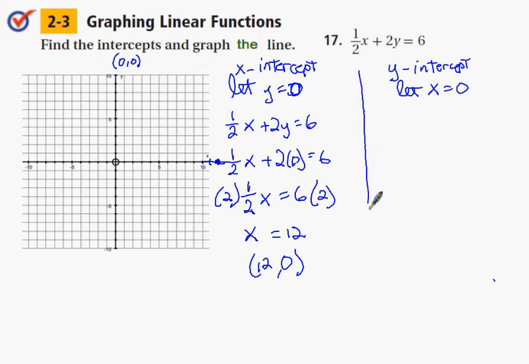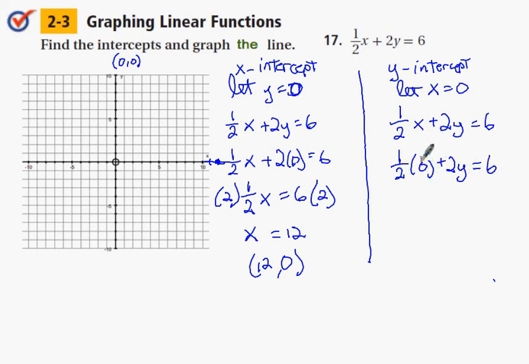So doing the same thing now for the y-intercept, again I write the equation 1/2 x plus 2y equals 6. This time I will replace x with 0, so I have 1/2 times 0 plus 2y equals 6. This term drops out. 0 times 1/2 is 0, so I'm left with 2y equals 6. And dividing both sides of the equation by 2, then I have y equals 3. So my y part of the coordinate would be 3, my x is 0.